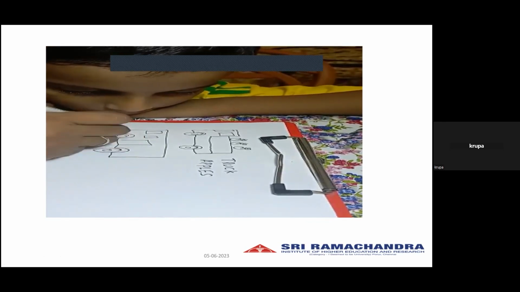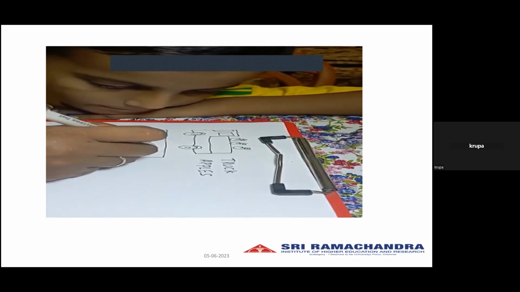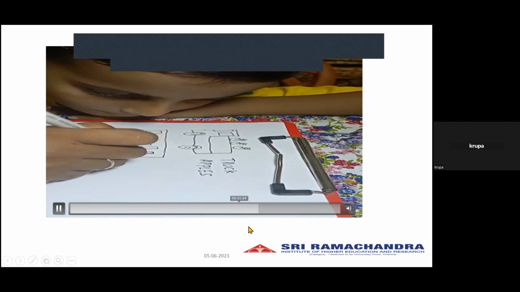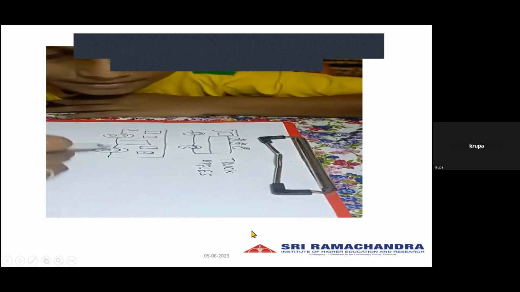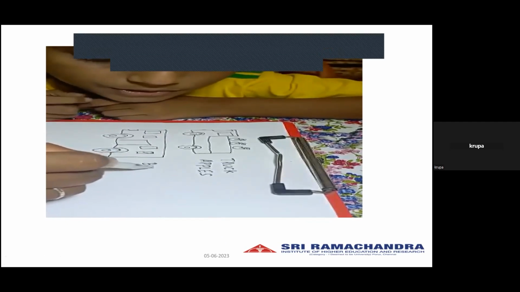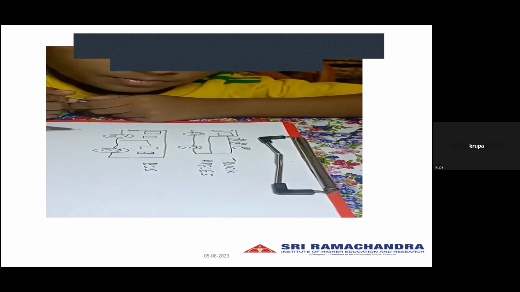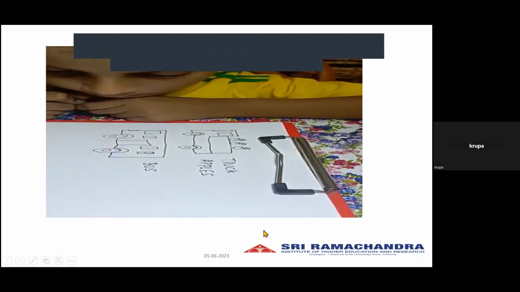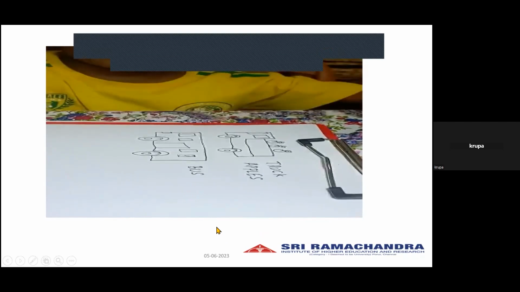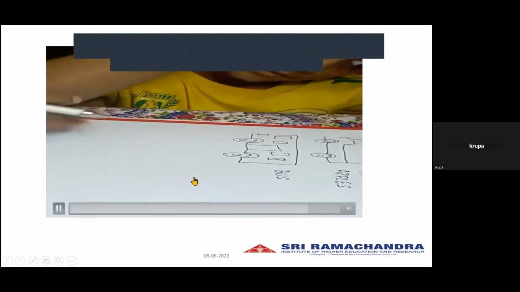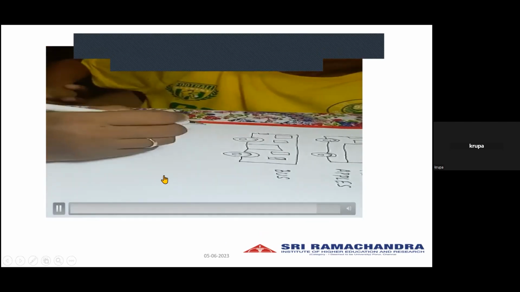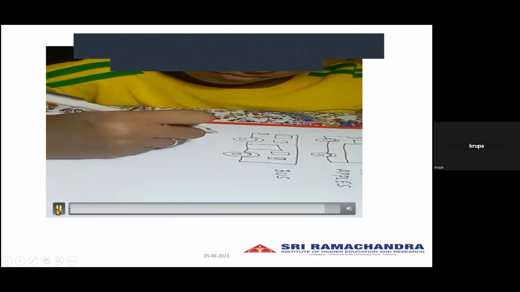Bus. What is this? Bus. B-U-S. Bus. Okay, very nice. Now we'll draw something else. What shall we draw? Okay, wait. Truck. Yeah. Truck. Amma drew a truck. We drew a truck.